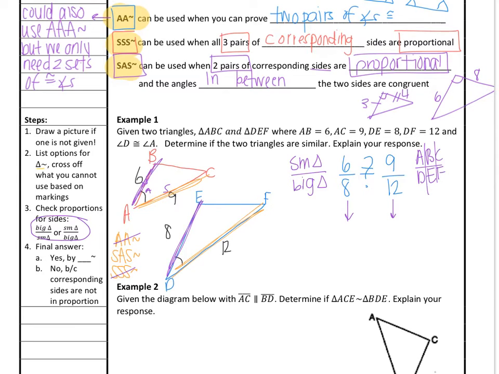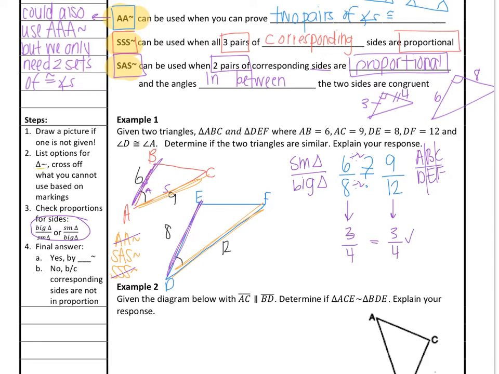So 6 divided by 8 turns into 2/3. I'm lying to you. It turns into 3/4. Right? You divide the top by 2, divide the bottom by 2. Then 9/12, if I divide both top and bottom by 3 in this case, turns into 3/4. And we see that they're equal, so we put a check mark, and you can put an equal sign in between them now. So then we have to say whether or not the triangles are similar.